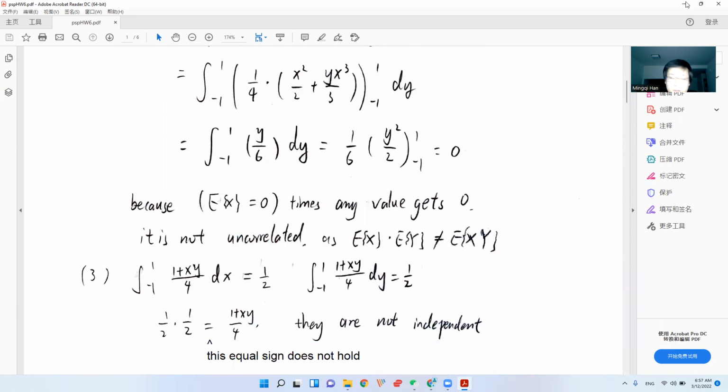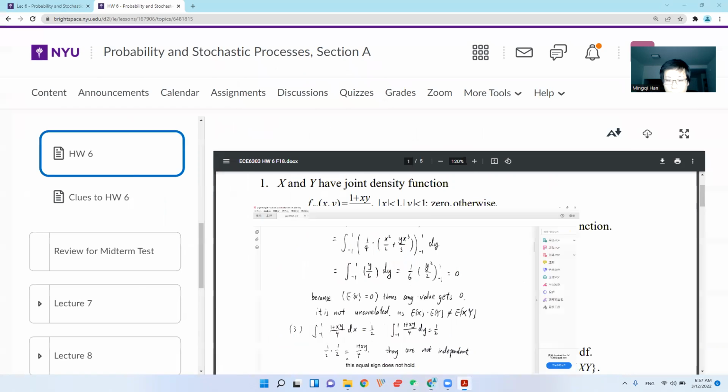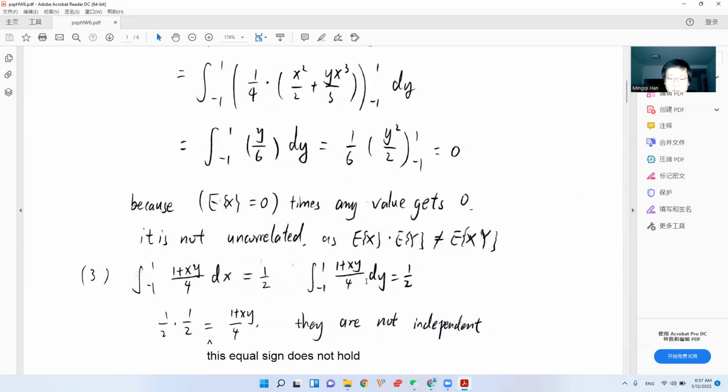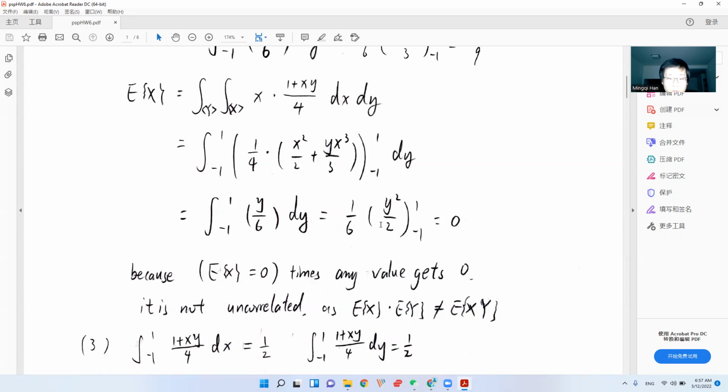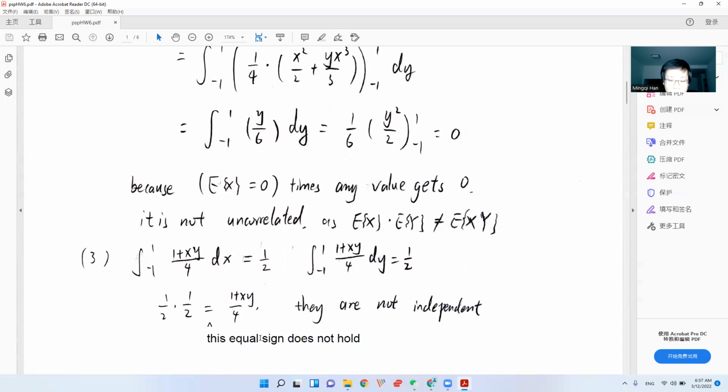For part 3, we are to find if x and y are independent. I believe there are 2 ways to find this out. The first is to do the marginal test: we find the density function for x and the density function for y, multiply them, and see if that is equal to what we have here. Apparently it's not the same, so they're not independent.